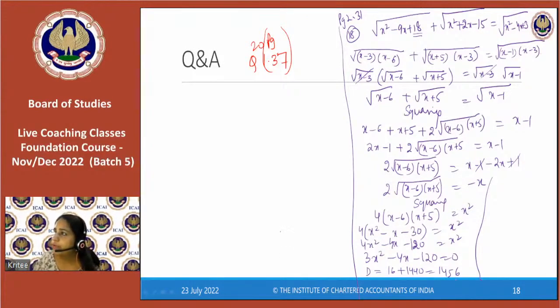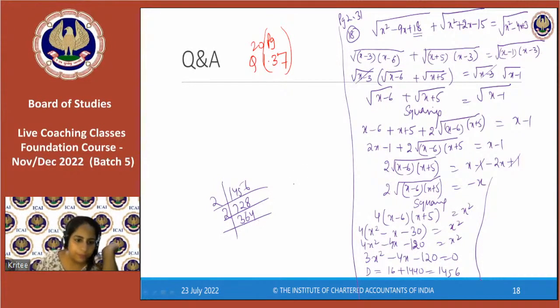So I need to check the prime factorization of 1456. 2 sevens are 14, 2 twos are 4, 2 threes are 6, 2 fours are 8. I got it. I think 364 is 18 square. So this is 18 square and this is 2. The square root is 36. I understand now. So the square root is 36 here. This is 36 square. Of course, you can do your calculation, continue with the calculation.